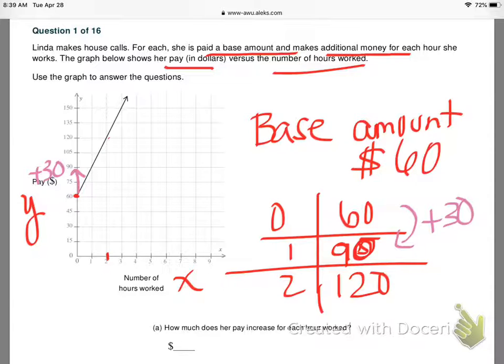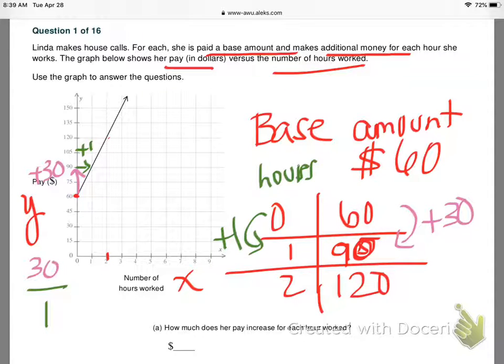I'm going to now change the color, and we'll take a look at that horizontal movement, your run. If we're going from 0 hours work to 1 hour, what is that? Plus 1. All right, if we take a look here at our hours in the table, we see that from 0 to 1 is plus 1. All right, so we have a slope of 30 over 1. That means each hour, her pay increases by $30.